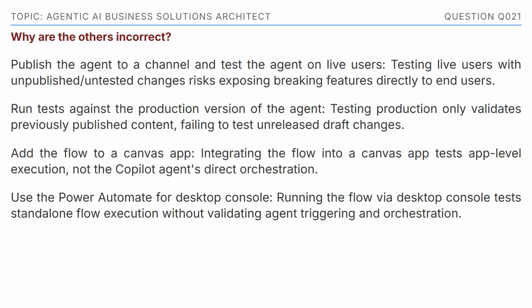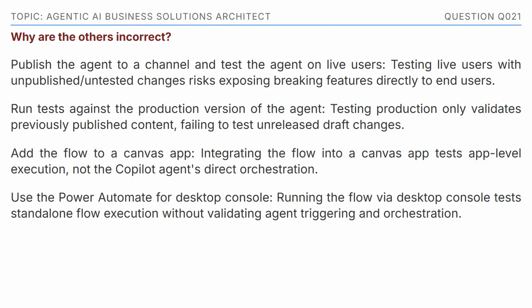Why are the other answers incorrect? Because publish the agent to a channel and test the agent on live users. Testing live users with unpublished/untested changes risks exposing breaking features directly to end users. Run tests against the production version of the agent. Testing production only validates previously published content, failing to test unreleased draft changes.